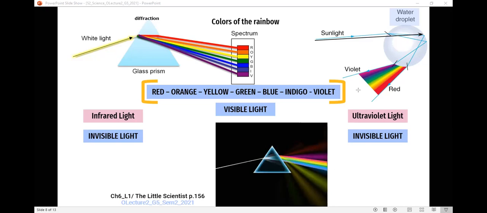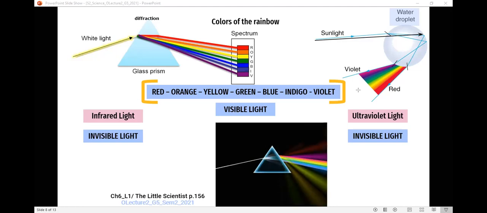The light that we can see is visible light. It's the white light. The white light is the mixture of seven colors: red, orange, yellow, green, blue, indigo, violet. From infrared going down or ultraviolet going up, we have light that we cannot see, but it exists.